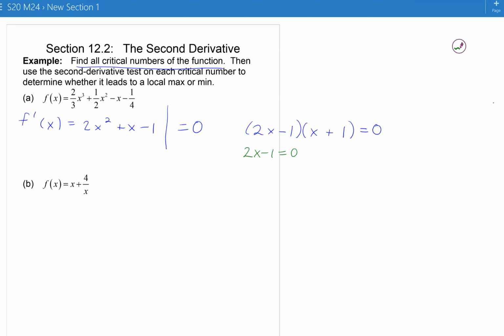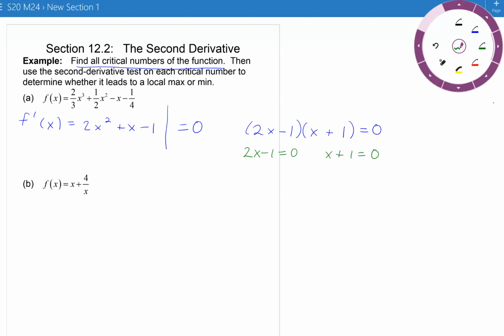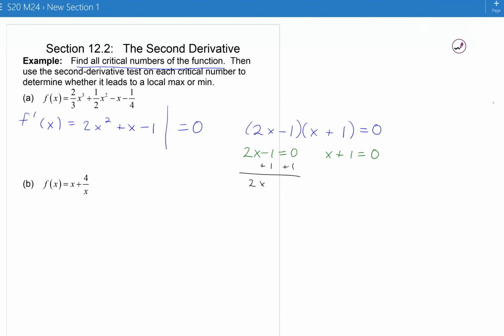Either 2x minus 1 equals 0 or x plus 1 equals 0. So add 1 and get 2x equals 1. Divide by 2 and get x equals a half. And x equals negative 1. So my critical numbers are x equals a half and x equals negative 1.